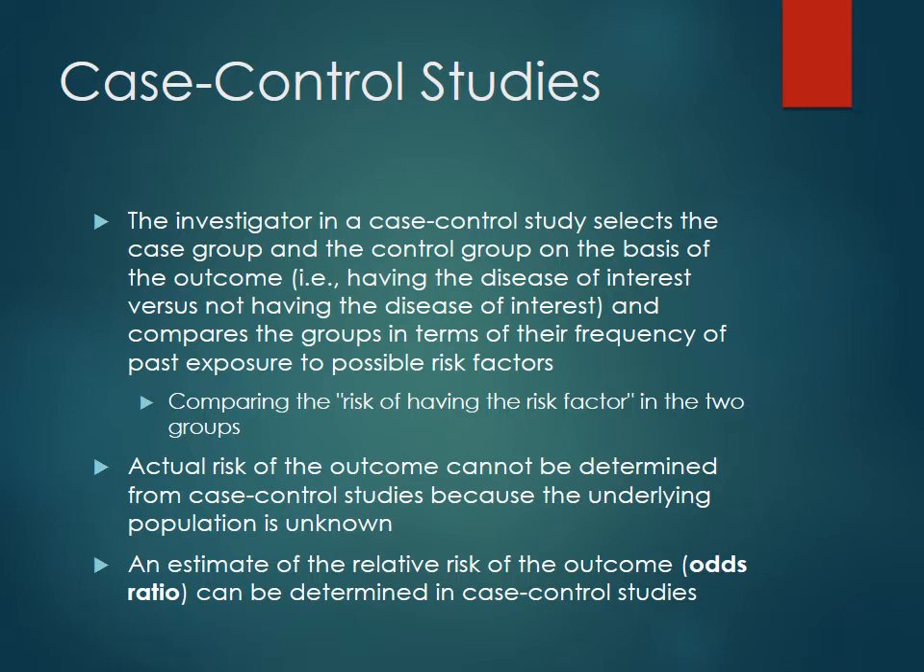those outcomes. And so again, if anything, you're really comparing the risk of having the risk factor of the two groups, is another way to say it. So here, the actual risk of the outcome cannot be determined from a case control study because the underlying population is really unknown. We don't know the full number of patients who had the risk factor to begin with. We only have the cases and the controls that we're looking at. So here, remember, because we're only looking at prevalence and not incidence of new outcomes, we have to use odds ratios rather than risk ratios, right?